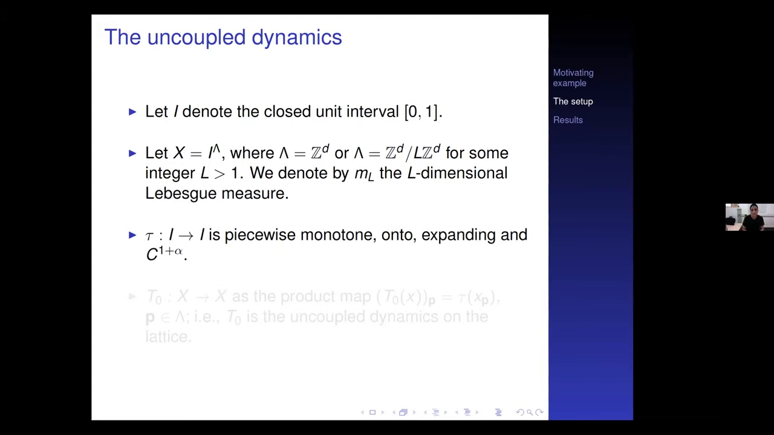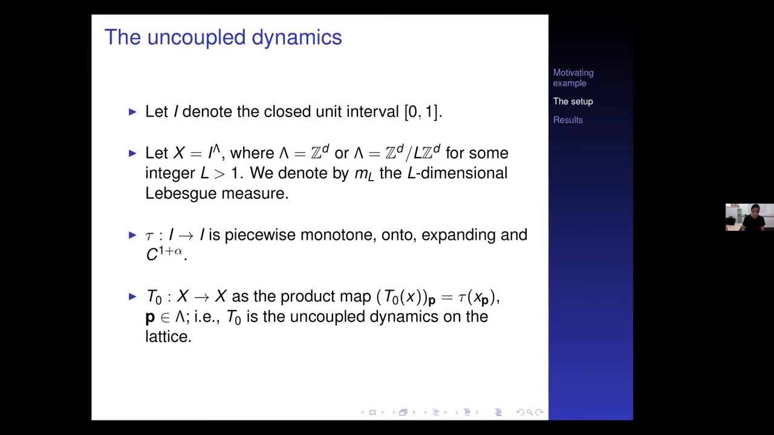If I go back to the Gaspard-Gilbert model, the dynamics there is given by billiard dynamics. But so far, transfer operator techniques for billiards in dimension higher than two are not available yet. So we're happy with piecewise expanding maps at the moment. Okay, so still for the uncoupled dynamics, we define just the product map from X to X, which tells you that the p-th component of this product map is just the local dynamics at site p.